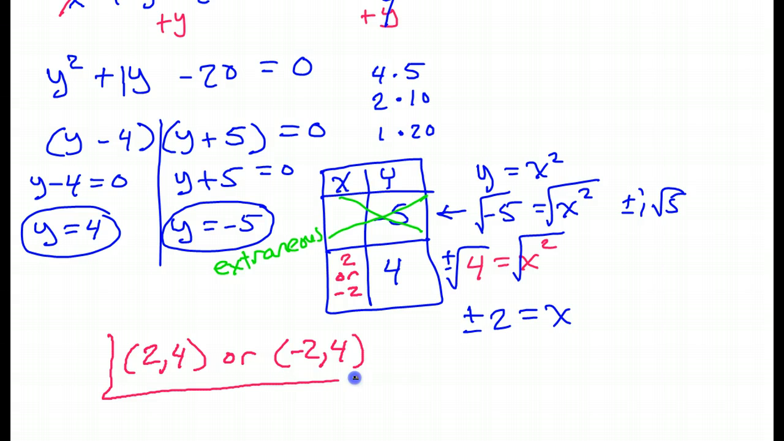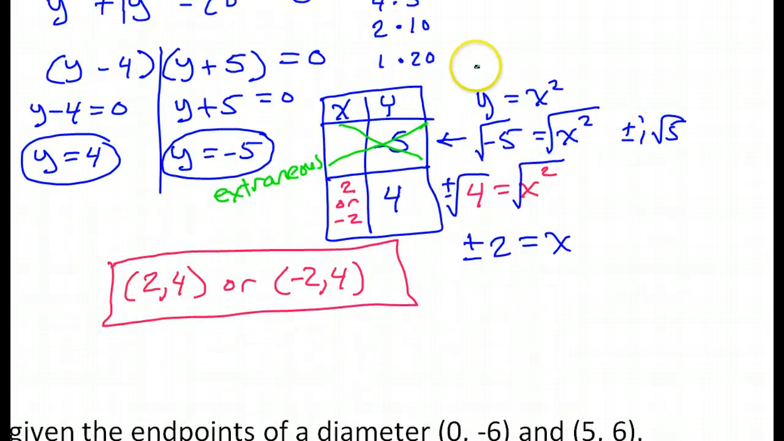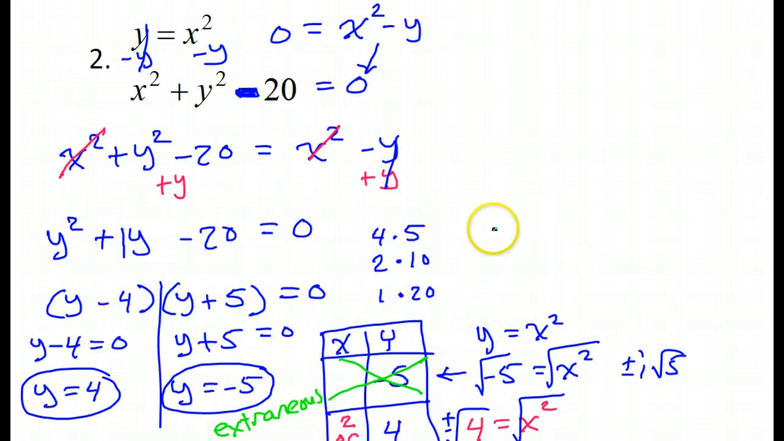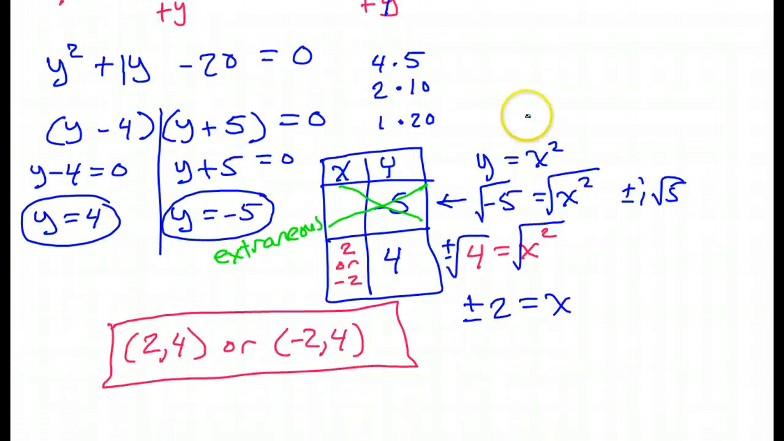So we still have two solutions, even though this y value was extraneous. Watch out for that. I'm not sure exactly what you would do with that -5 if you didn't know, but I don't want to find out. Alright, so that was number 2.